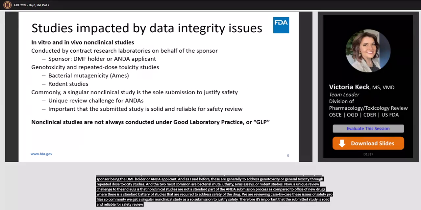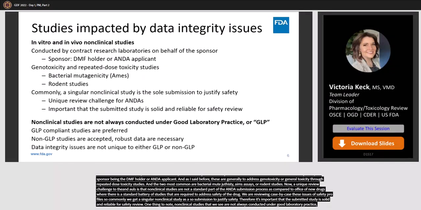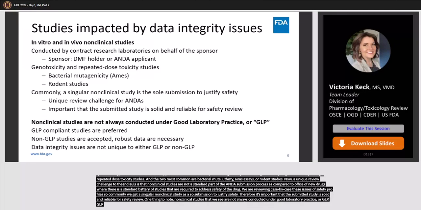One thing to note, non-clinical studies that we see are not always conducted under good laboratory practice or GLP. GLP compliance studies are preferred. We do accept non-GLP studies. However, robust data are necessary. Data integrity issues are not unique to either GLP or non-GLP studies.